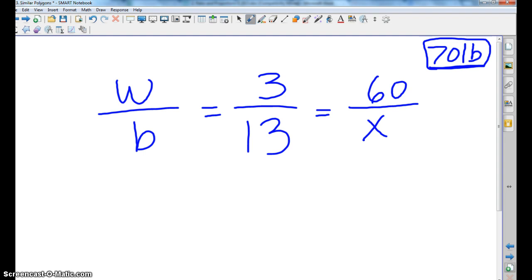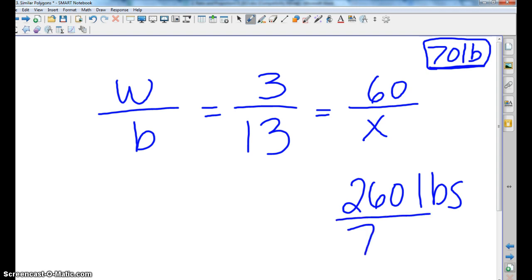So the first thing we do is cross multiply. 60 times 13 divided by 3. Get an ugly number. Oh no, pretty number. So it can hold 260 pounds. And then I go back and I use my 70. Each kid is 70. When you hear each, you think divide. Each kid is 70, so I divide by 70. How many kids? 3.